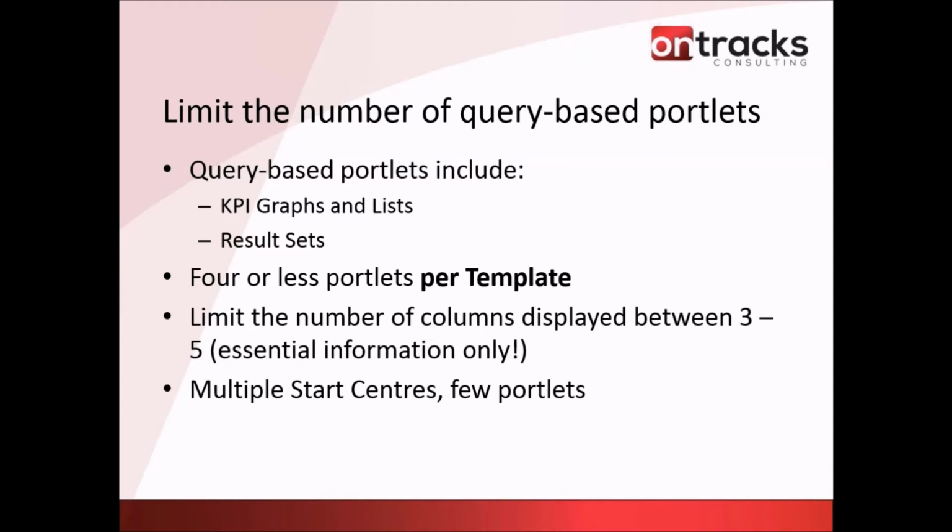It's not going to give a good experience when they're using Maximo. So obviously we know that most likely you're going to need more portlets per Star Center. So what do you do in this case if you need more than 5 portlets? One of the best practices is to have multiple Star Centers with few portlets each, instead of multiple portlets in just one Star Center.